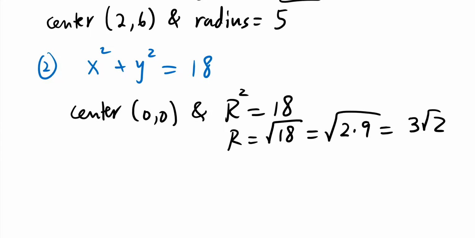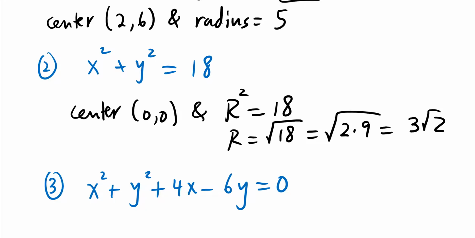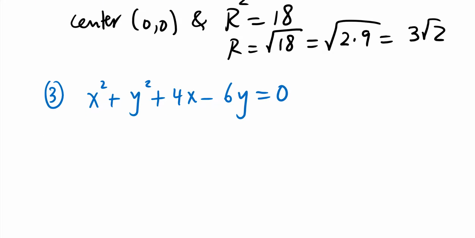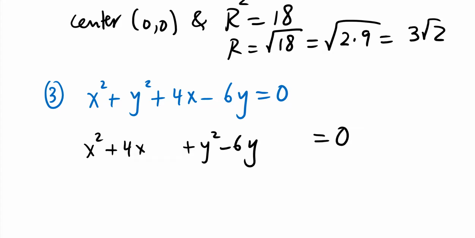The next one, x squared plus y squared plus 4x minus 6y equals 0. It's different than the ones above it. The other two that we did were straightforward, but this one requires some work. So what do we need to do here? Keep the x's together and the y's next to each other, equals 0. So now we need to complete the square on each one of them. There's no number in front, just 1. So we take this number, divide it by 2, that gives us 2. If you square it, you get 4. So you need to add 4 to this side and 4 to the other side.